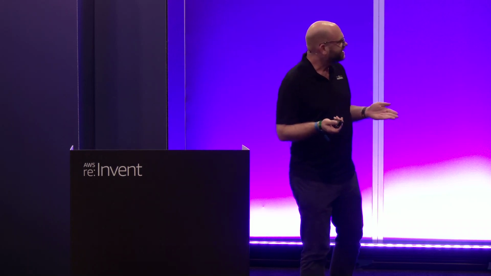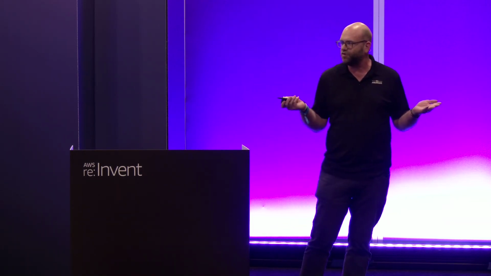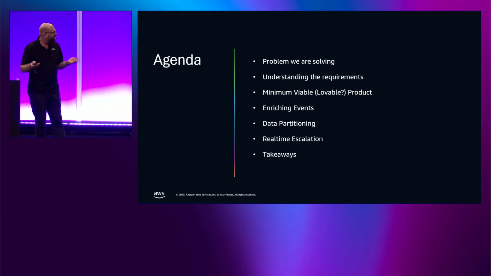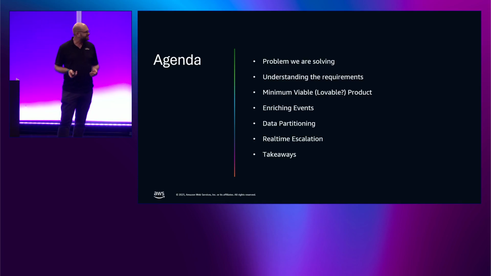We're going to talk about the problem we're solving, which I've sort of given you an overview of already. We're going to go through requirements, persona gathering of who cares about this sort of product. We're going to talk about minimum viable products and minimum lovable products. Are they the same thing? Well, let's find out. Enriching events.